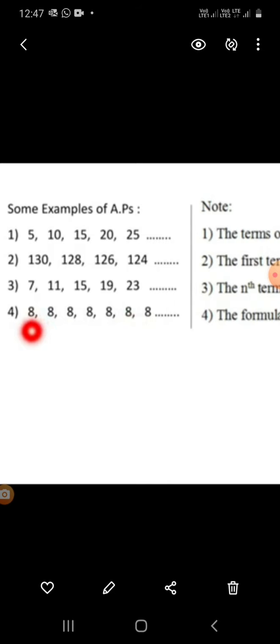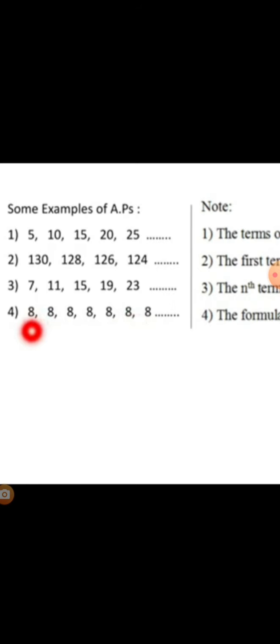The next one, 7, 11, 15, 19, 23, etc. What is the common difference between these two consecutive numbers? 11 minus 7, 4. In the last example, the common difference between these two consecutive numbers is 0. 8 minus 8 is 0.